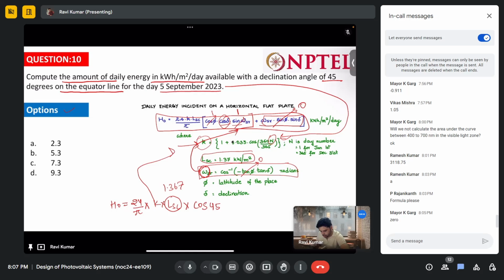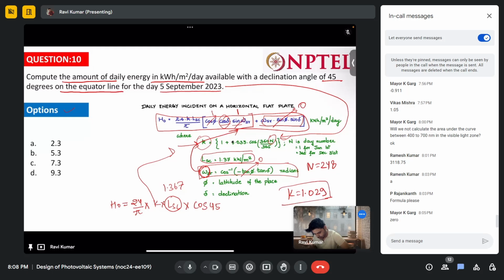It is 5th September. January, February, March... N is 248. N is 248 into 360 divided by 365, that is 244.6. Cos of 244.6 into 0.033 plus 1. So K will be 1.029.